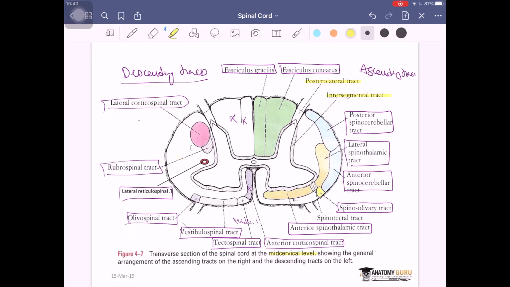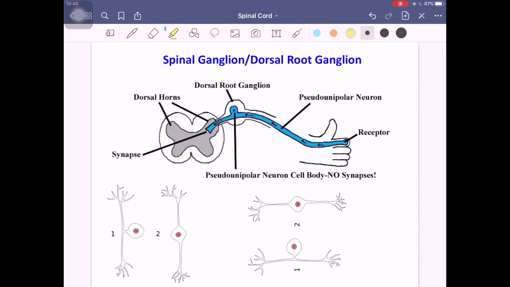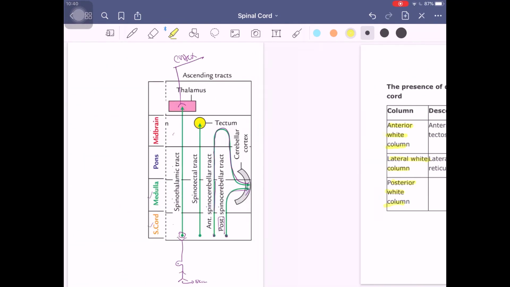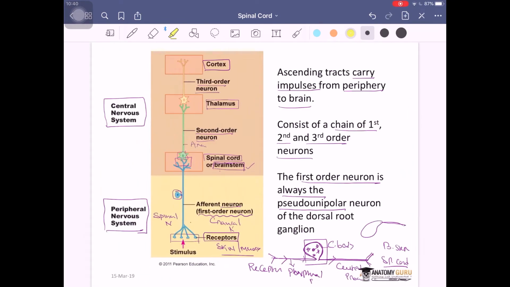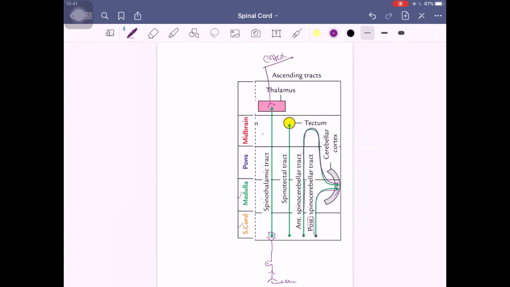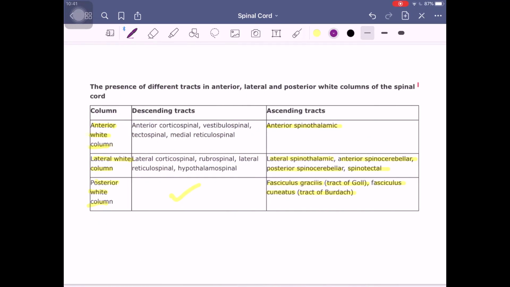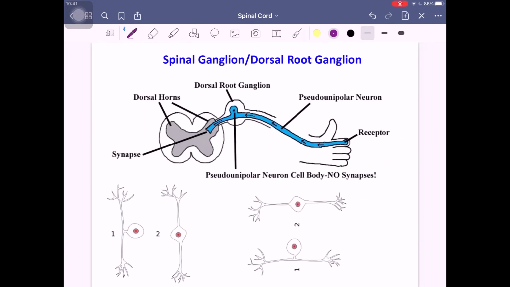If you go to a section a little lower down, the section will slightly change. Okay, it's a general arrangement of your ascending and descending tracts. Here something very important is this part: the first order neuron for your ascending tract is always the pseudo unipolar neuron of the dorsal root ganglion. Because it is the first station, the station where every train starts, it is very essential for us to understand the depth of the station.